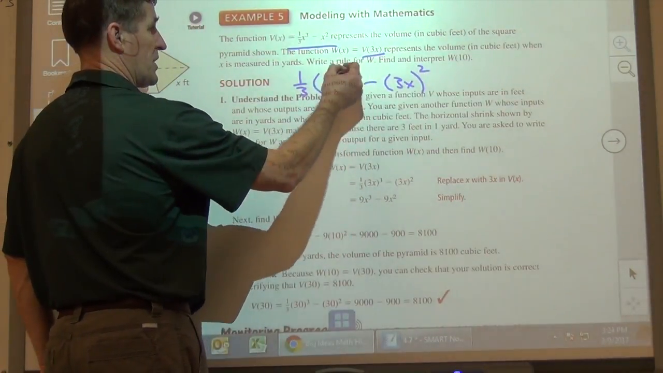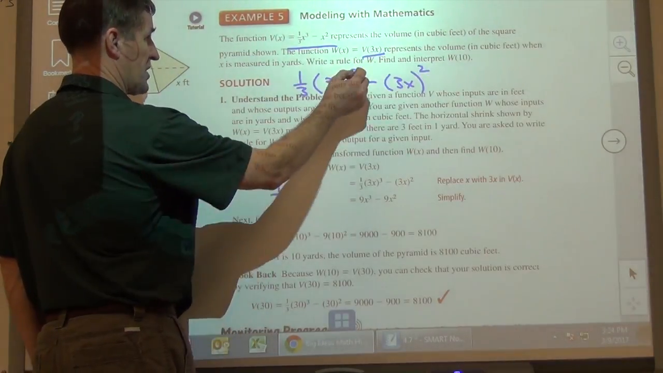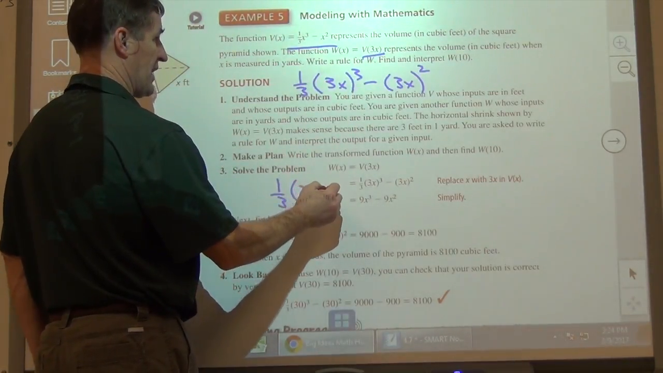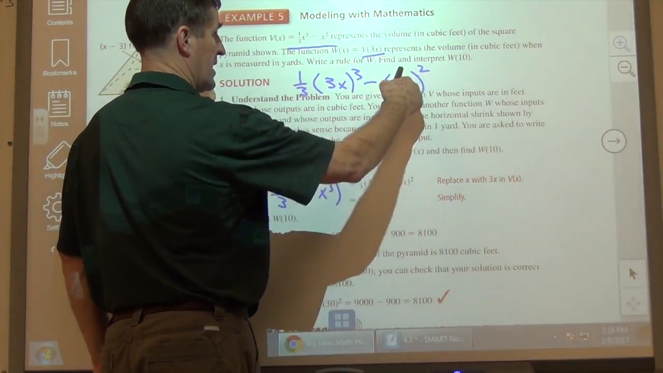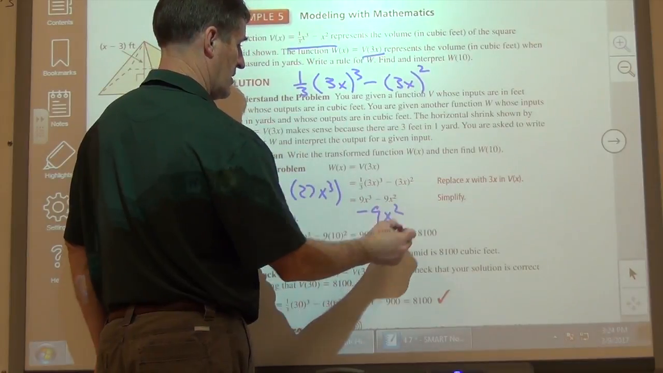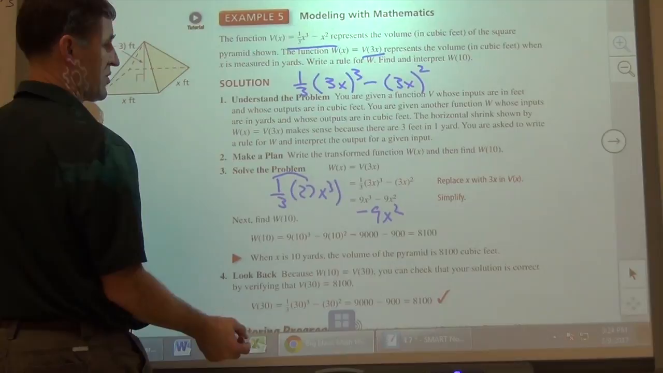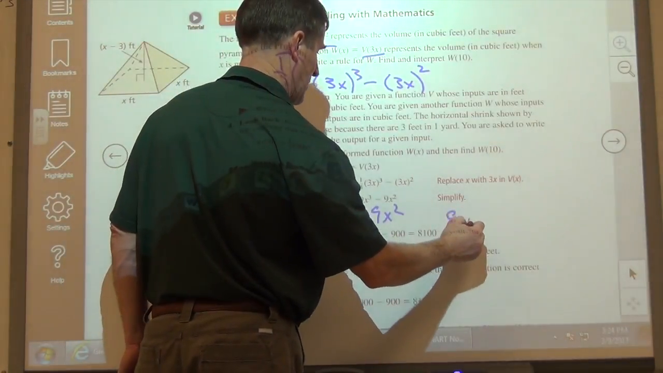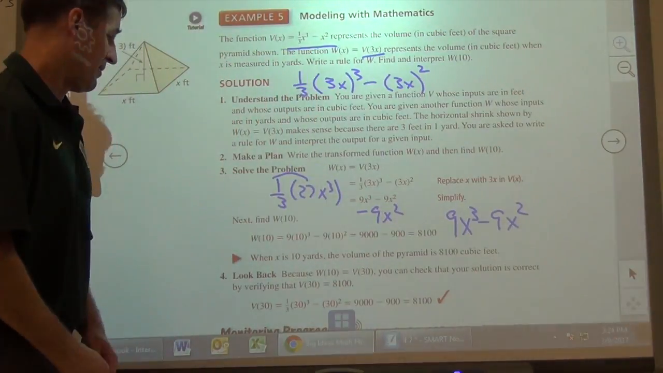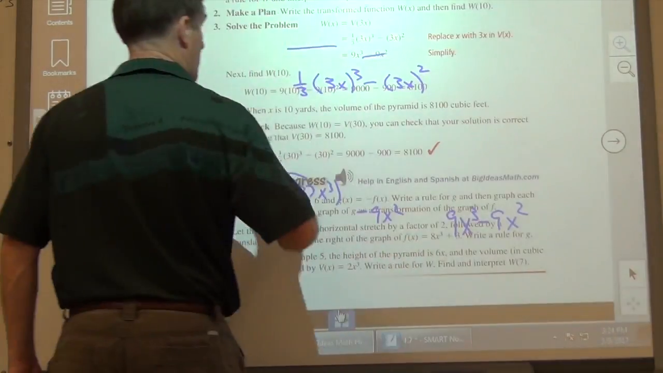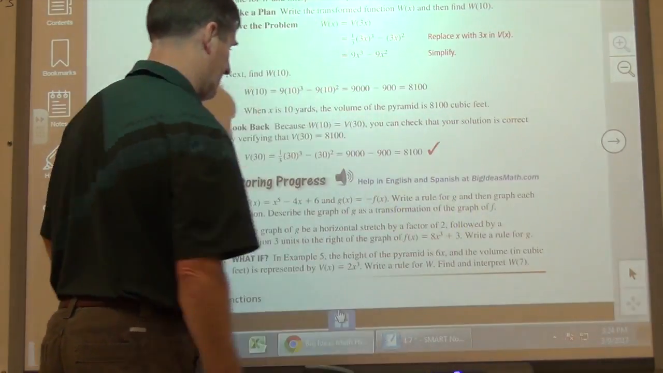And then we should simplify these. So remember, you do this first, so 3 to the third, that would be 27, so this is going to become 27x cubed, and then minus 9x squared. And then we can multiply the 1/3 to the 27, so 3 goes into 27 9 times. So we get 9x cubed minus 9x squared, and we're done. So again, if you would try these, and then come back and check and see how you did.